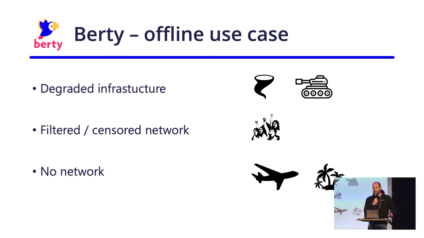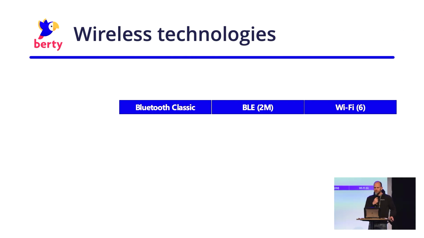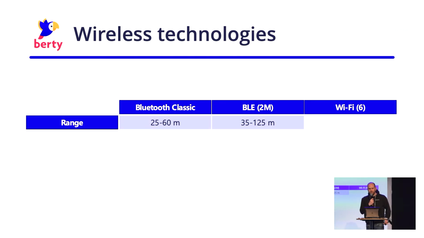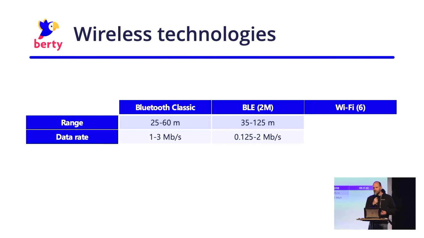To provide that technology to most people, we must only use technologies that are built into smartphones. These technologies are Bluetooth Classic, BLE, the Bluetooth Low Energy, and Wi-Fi. And we must know their main characteristics to know what we can do with them. The first is the range. In Bluetooth, we can communicate from 25 meters to about 100 meters with a speed of around 1 megabyte. Why is there a gap in the data? It's because in Bluetooth and BLE, you can have different configurations where you choose to increase the range and decrease the speed rate.